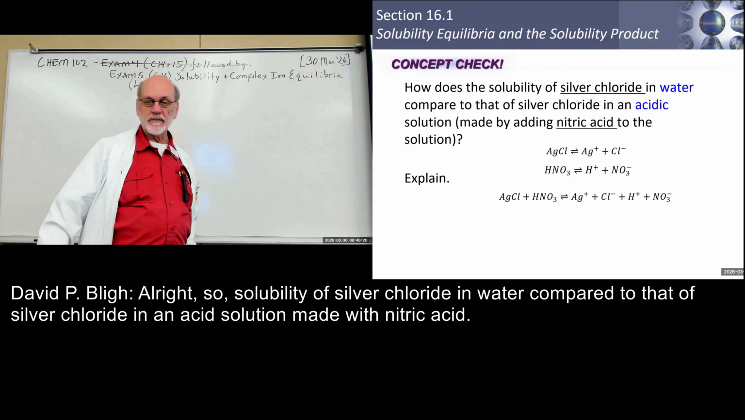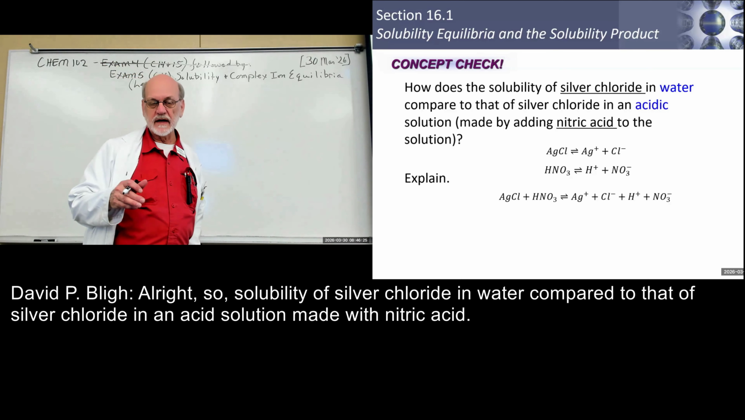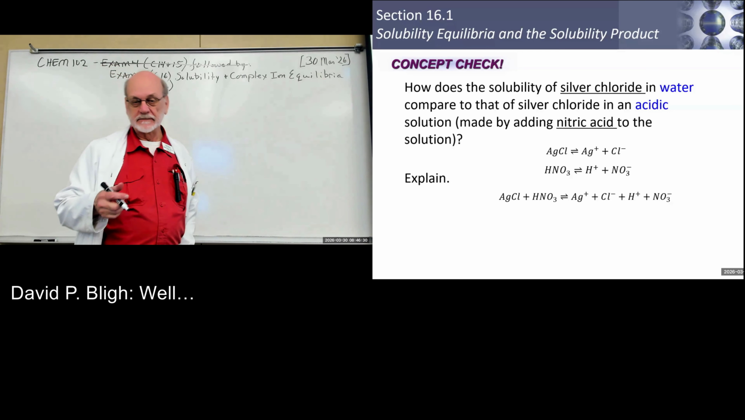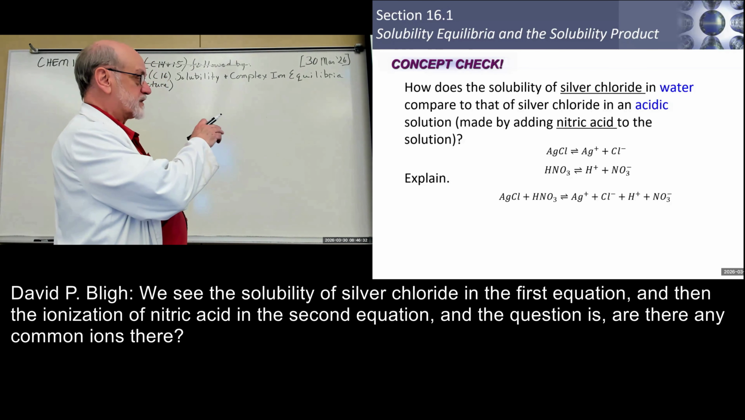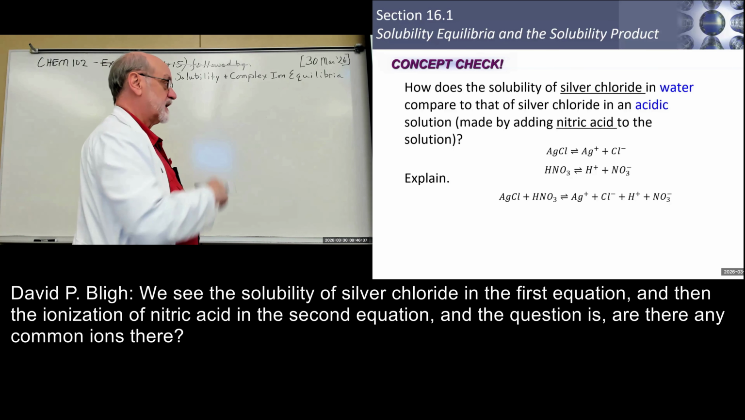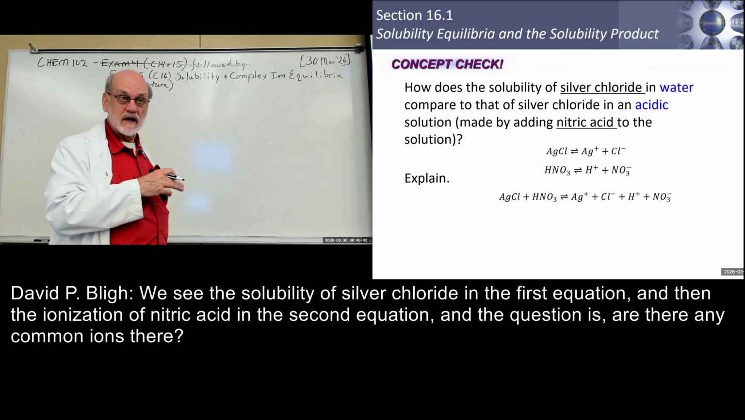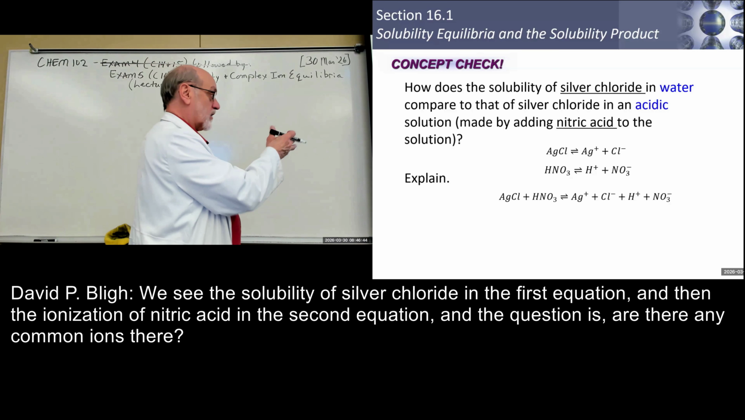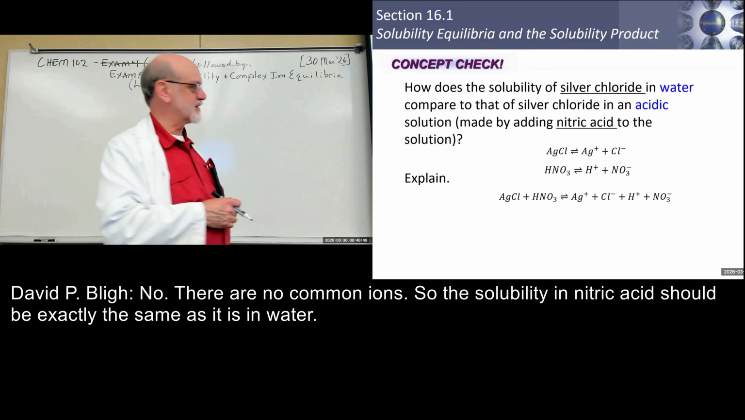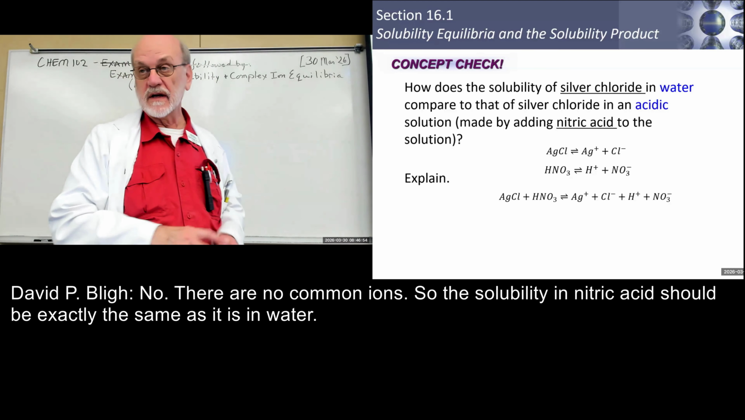Since you've already got some of those ions in solution, you're likely not to get as much into solution. All right, so the solubility of silver chloride in water compared to that of silver chloride in an acid solution made with nitric acid. Well, we see the solubility of silver chloride in the first equation, and then the ionization of nitric acid in the second equation. And the question is, are there any common ions there? No, there are no common ions. So the solubility in nitric acid should be exactly the same as it is in water.